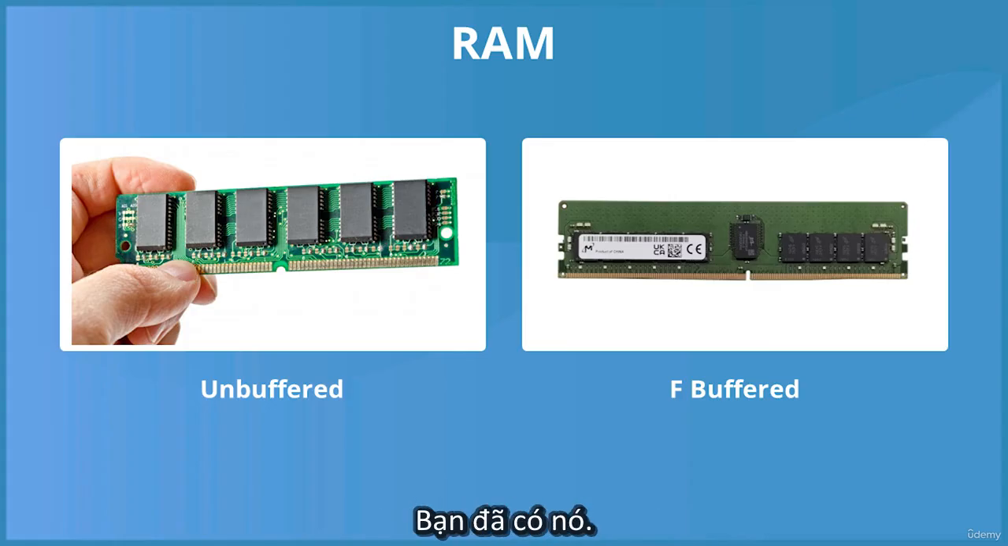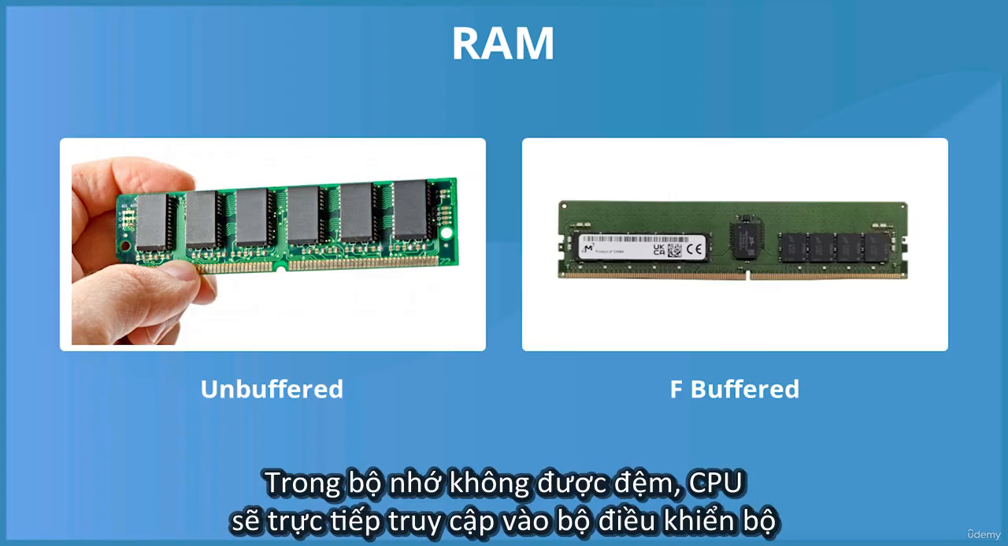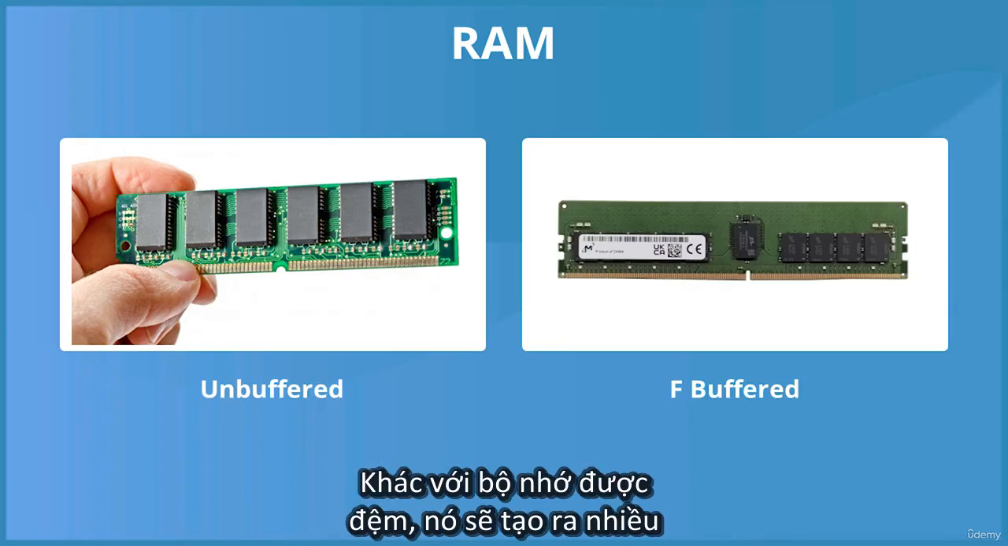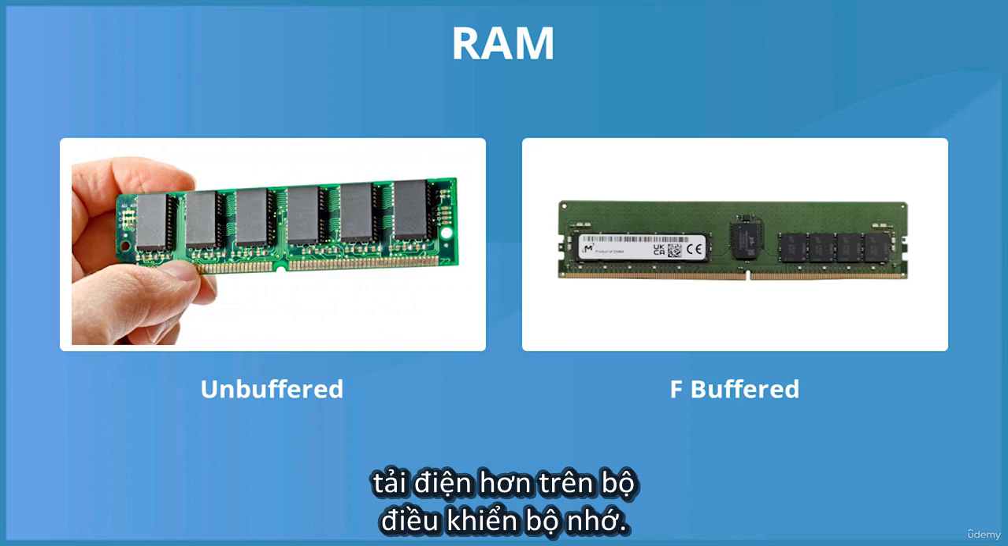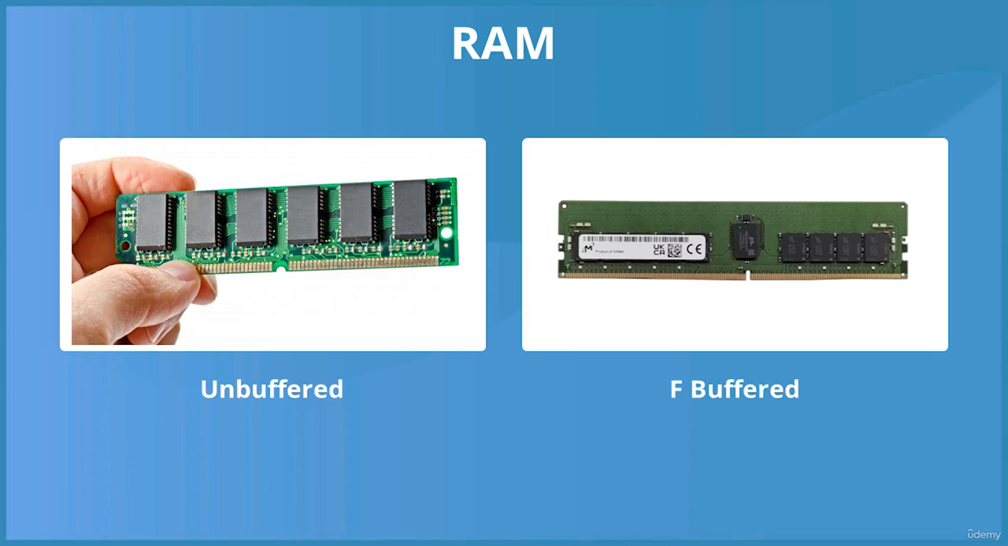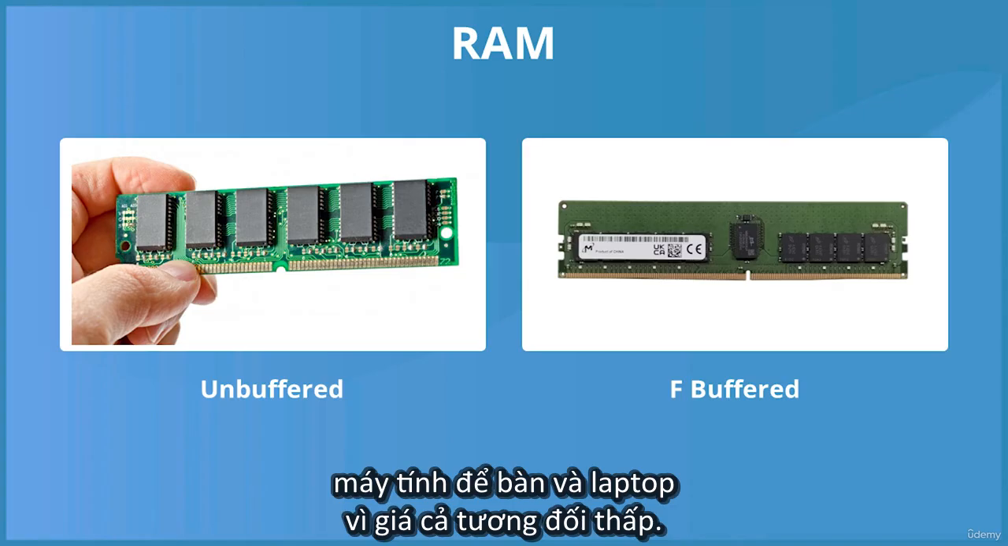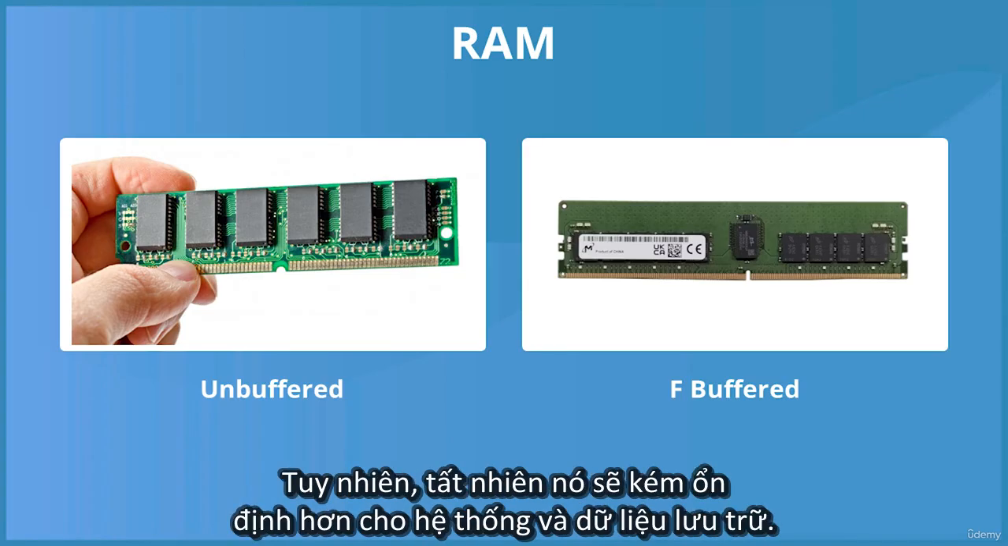Okay, you asked for it, you got it. In unbuffered memory, the CPU will directly access a memory controller, since there is no register between DRAM modules and the memory controller. Different, though, from buffered memory, it will generate more electrical load on the memory controller. So unbuffered RAM is commonly used for desktops and laptops because of its relatively low price. However, of course, it would be less stable for system and stored data.